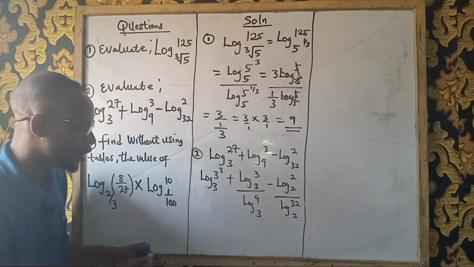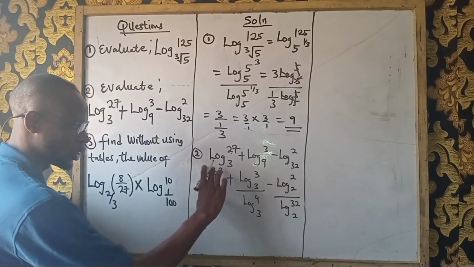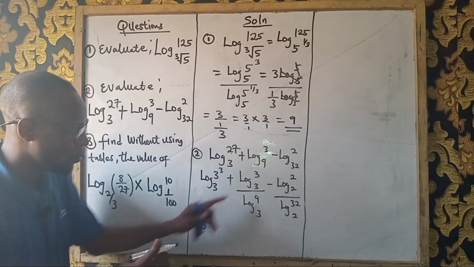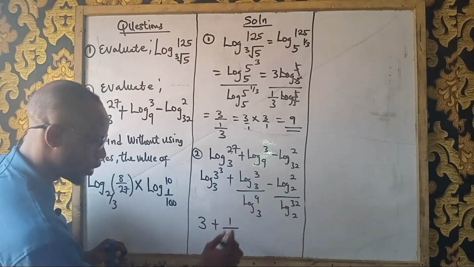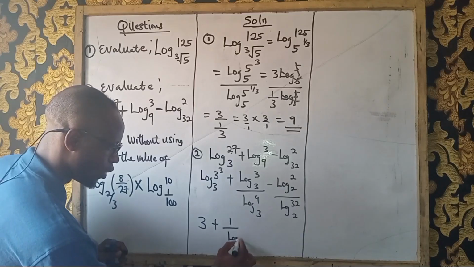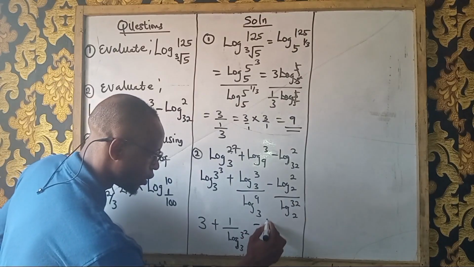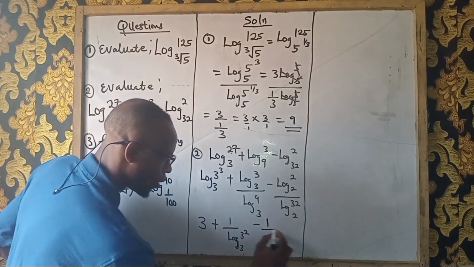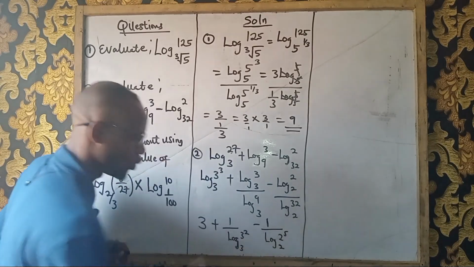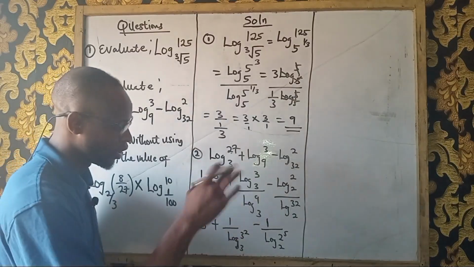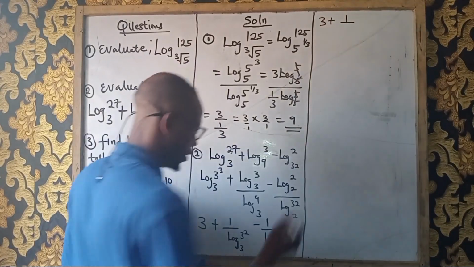So this one is the same thing as 3, because when you transfer this 3 to the front of the log, it becomes 1. So plus also we have 1 here, all over log 3 raised to power 2 in base 3. Then minus 1 all over log 2 raised to power 5 in base 2. So when you apply the same power law, this remains as 3 plus 1 over, and this will be given as what?